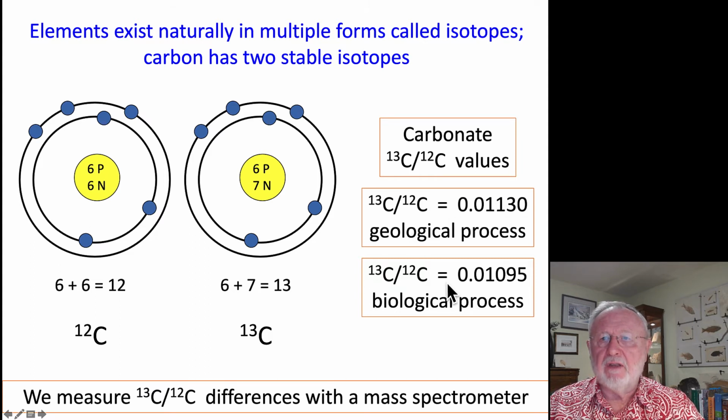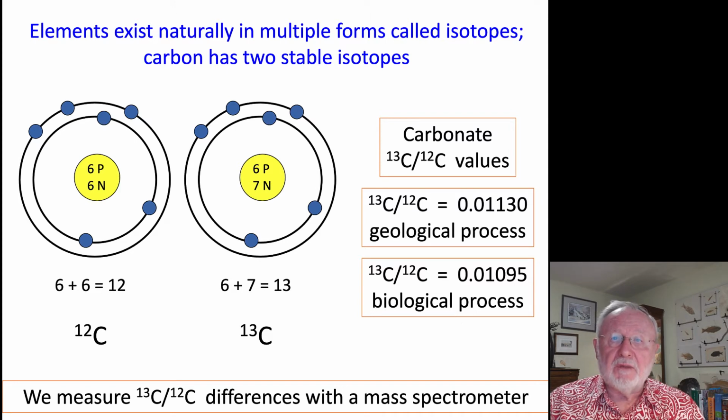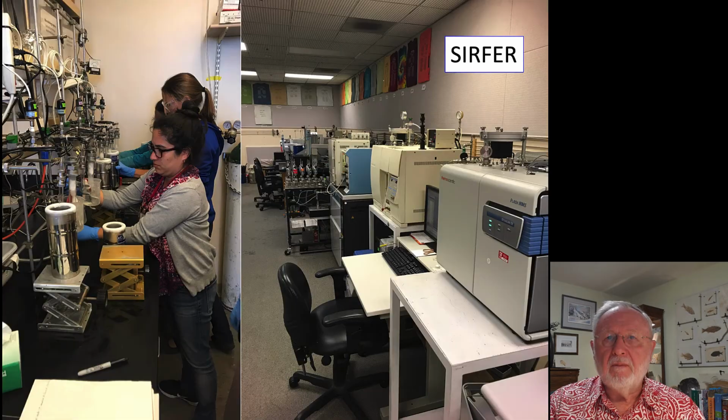If it has a value equal to 0.01095, it's formed from a biological process. Now, while these numbers seem really close to each other, it turns out that we can measure with high precision the abundance of 13C to 12C using a device called a mass spectrometer.